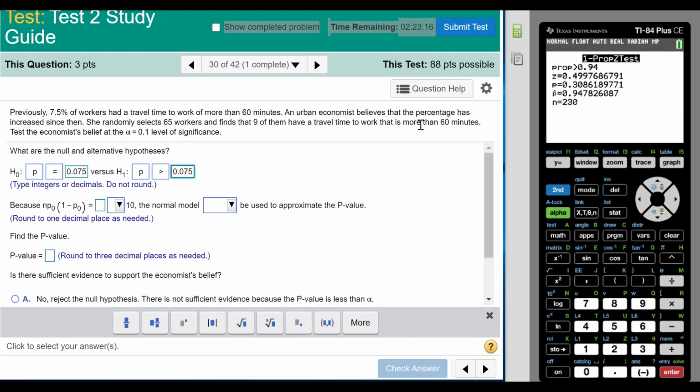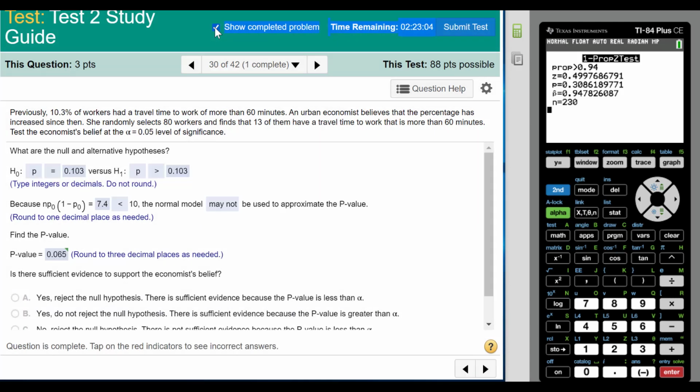She ran with 65 workers, so N is 65. And then you multiply by 1 minus 0.075. And let's see what the answer should be here. So if you do the math, it's going to be 7.4, less than 10. And if it is less than 10, then you will not be able to use the one proportion Z test in order to perform a hypothesis test. So just skip this exercise, don't worry about it, because it doesn't meet the requirements.